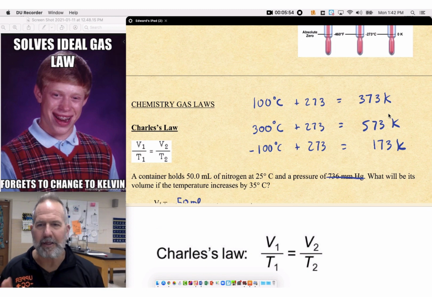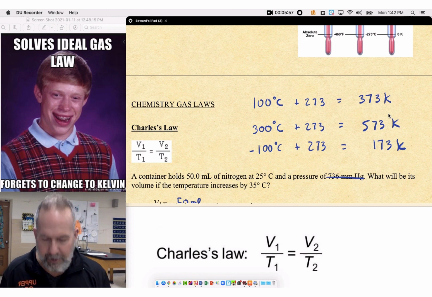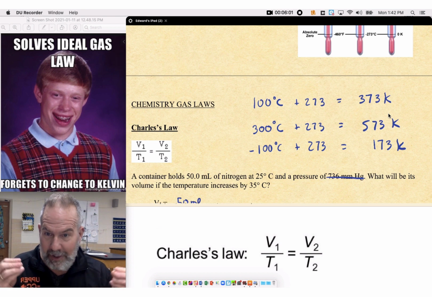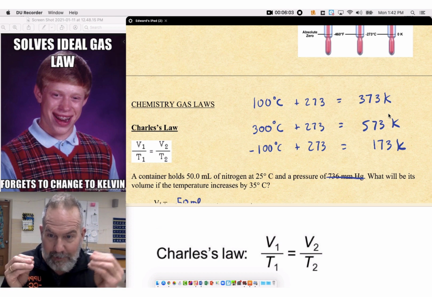Okay, now let's do some of these problems. They're pretty easy. I think I already have some on another slideshow. I'm going to knit this together, so if I overlapped, I'm sorry.